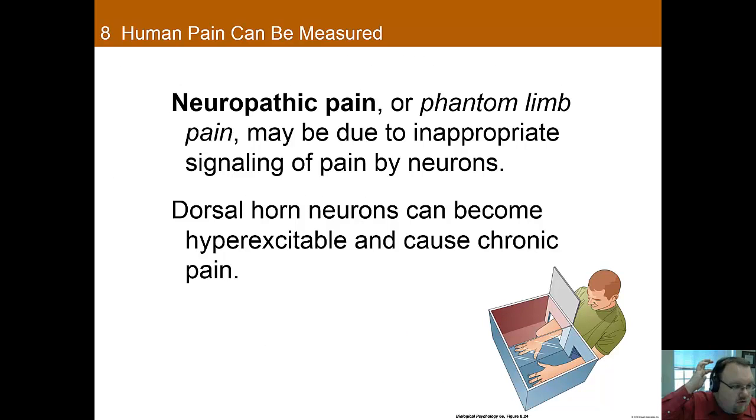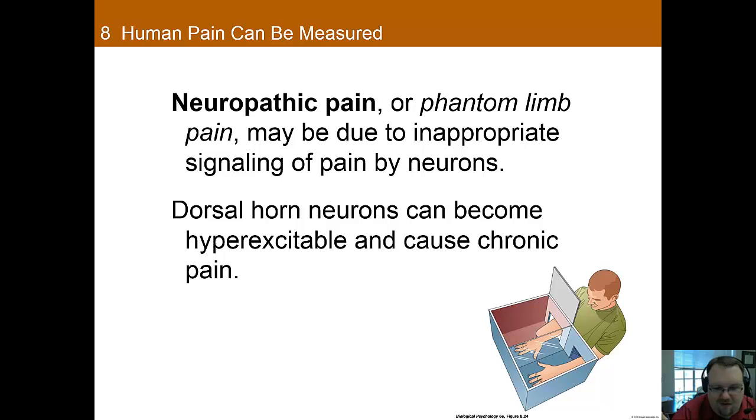So neuropathic pain or phantom limb pain may be due to the inappropriate signaling of pain by neurons. What will sometimes happen is that if you have an amputation, you can get it where even long after the amputation healed, you can still have this nerve pain where these pain receptors are firing and you're still getting pain from the limb that you no longer have. And so as it says, you have these dorsal horn neurons that can become hyperexcitable, and it causes chronic pain.